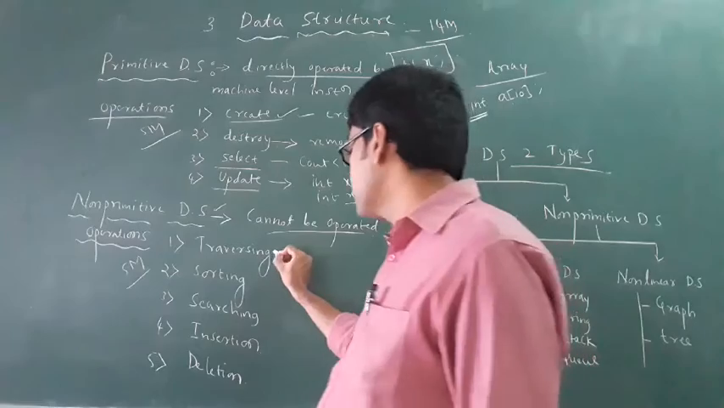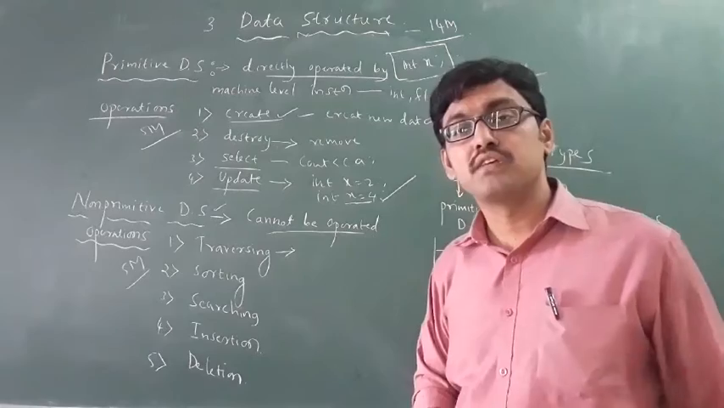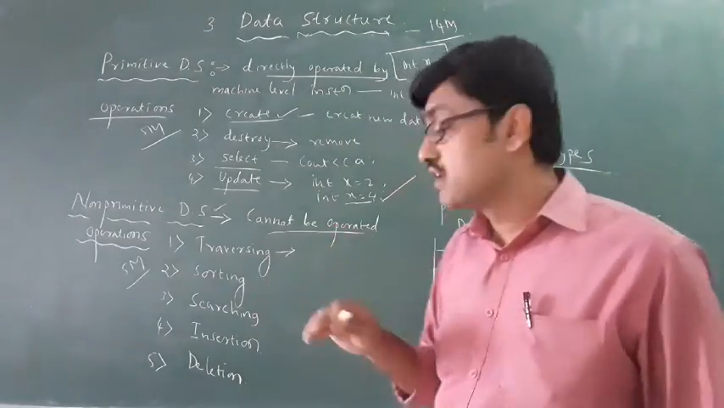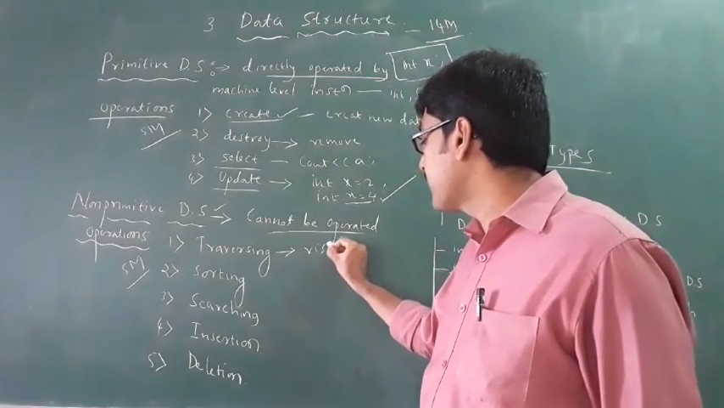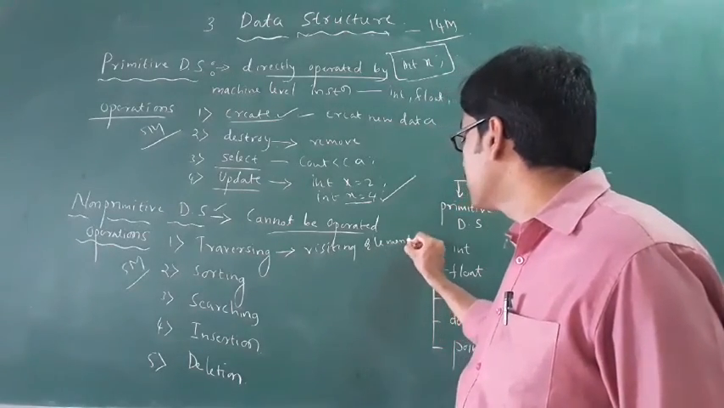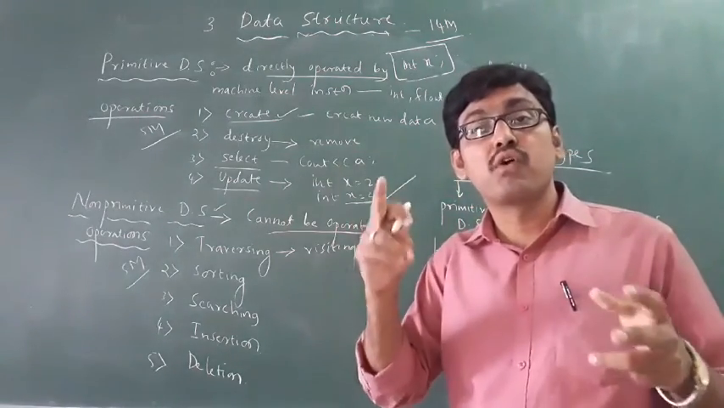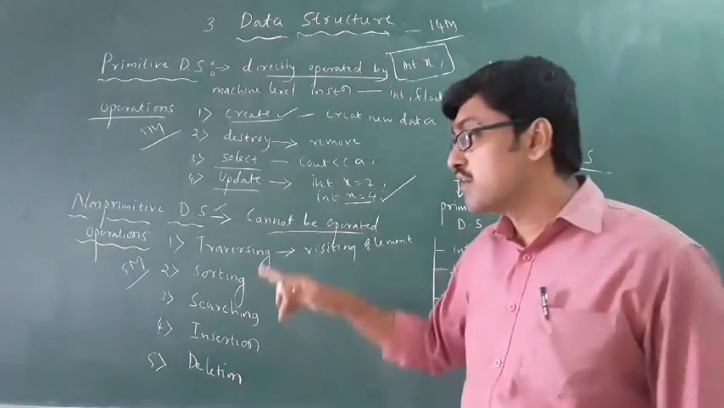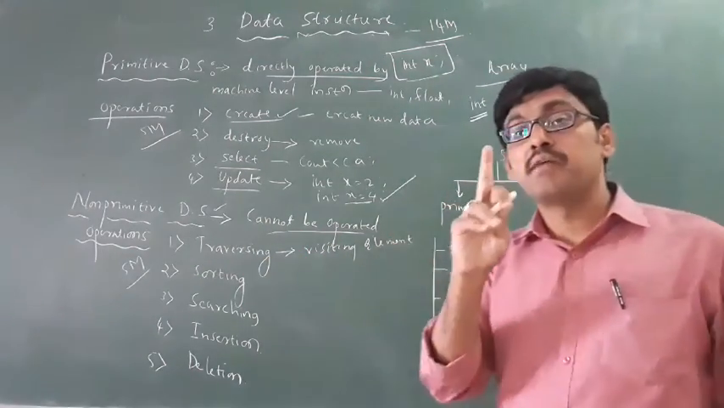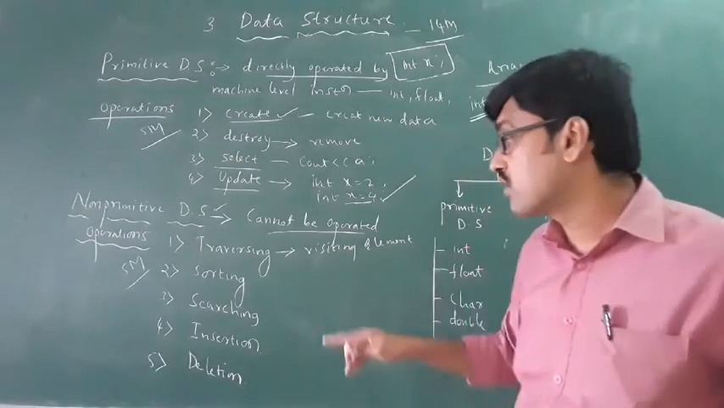First one is traversing. Traversing means a process of visiting each element exactly once. In a program, the element will travel from one point to another point. It is a process of visiting each element exactly once, that is called traversing.